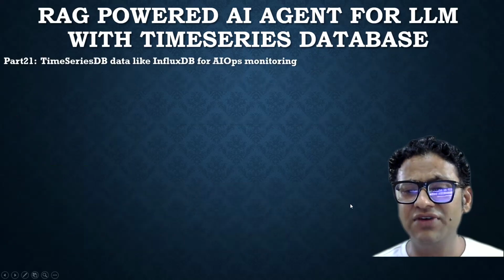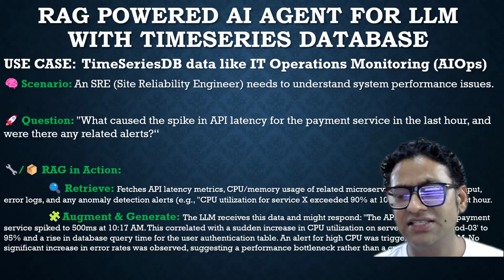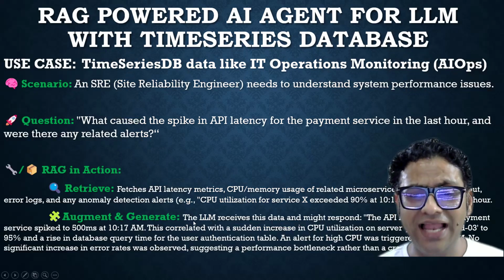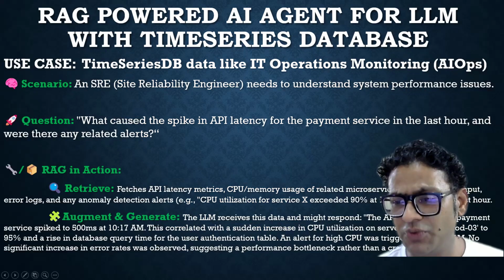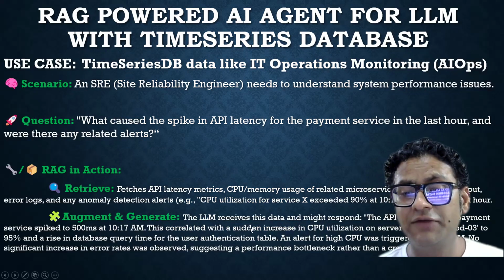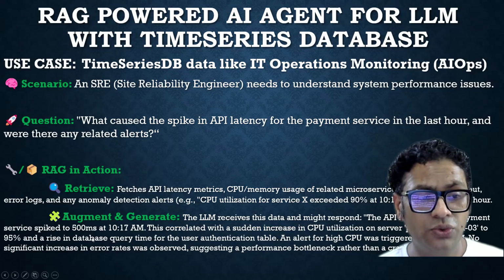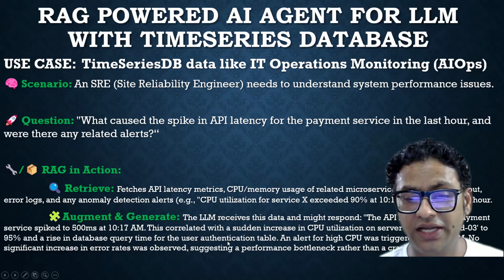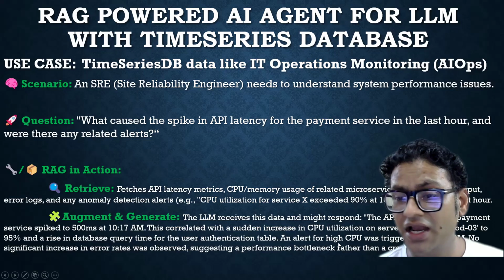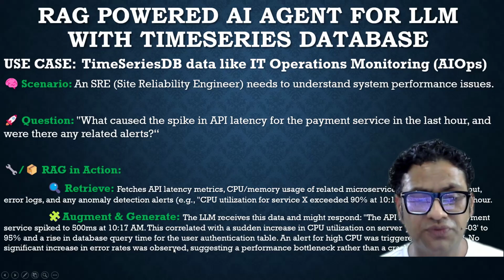So it can give us the point in time at which we are having the CPU utilization at 10%, right? So the LLM receives this data and might respond: the API latency for the payment service spiked to 500 milliseconds at this point in time. This correlated with a sudden increase in the CPU utilization on the payment server to 95% and raised the database query time for the user authentication period. An alert for high CPU was triggered at this point.